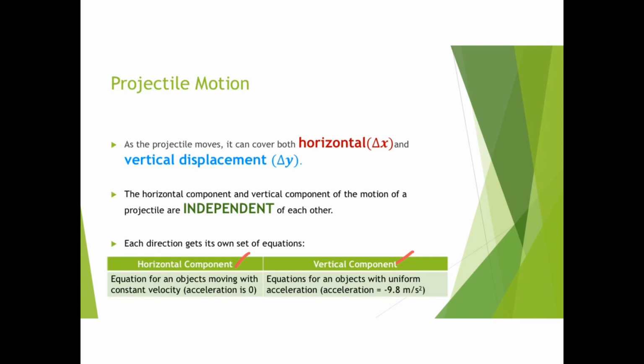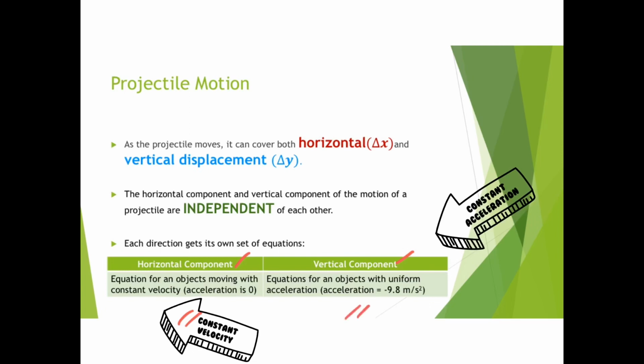For instance, the horizontal component follows the rules of constant velocity, while the vertical component is describable using the equations that involve constant acceleration, because in this case, the object is experiencing a vertical acceleration equal to negative 9.8 meters per second squared, or the acceleration due to gravity, since the only force acting on the projectile is the force of gravity.